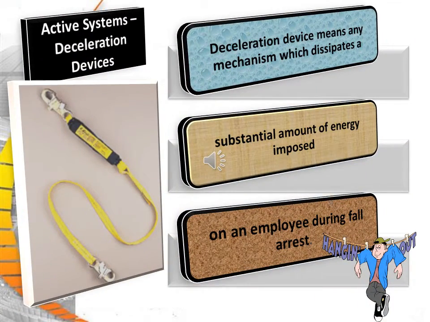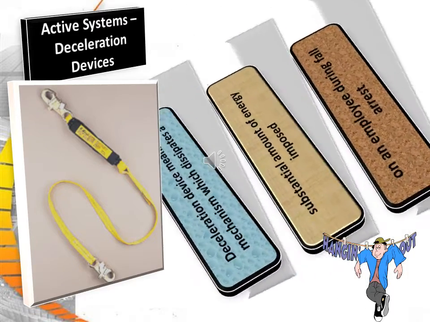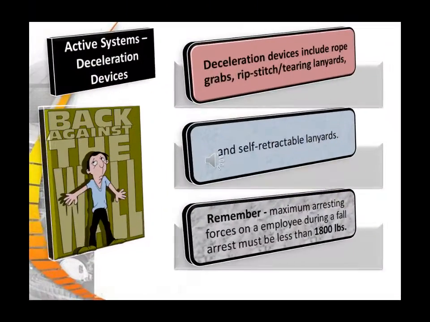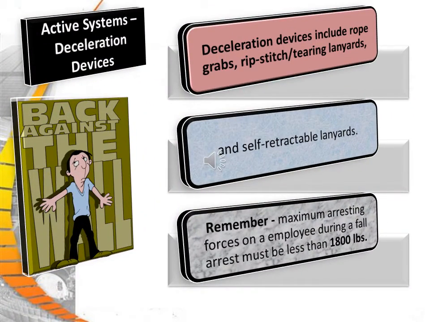A deceleration device means any mechanism which dissipates the substantial amount of energy imposed on an employee during fall arrest. Deceleration devices include rope grabs, rip stitch and tearing lanyards, and self-retracting lanyards. Remember, the maximum arresting force on an employee during a fall arrest must not be less than 1,800 pounds.